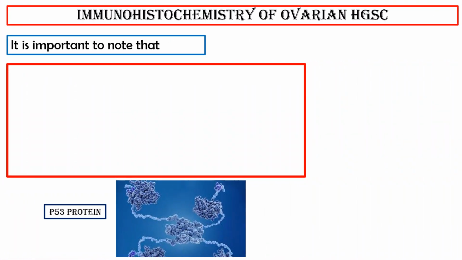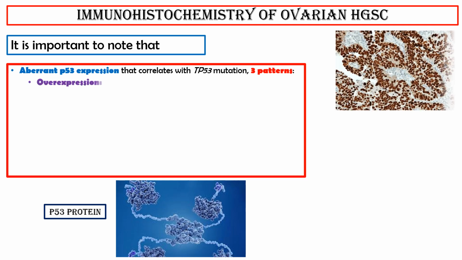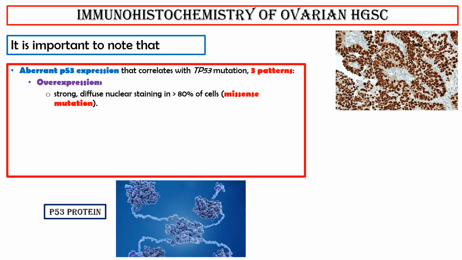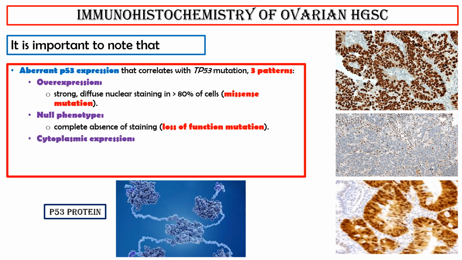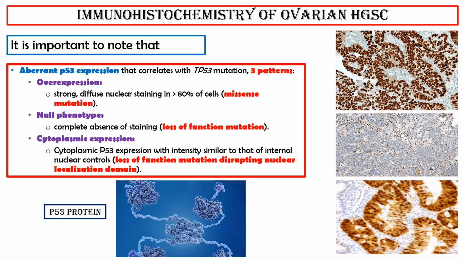It is important to note that abnormal P53 expression correlates with TP53 mutations. There are three patterns: overexpression, strong diffuse nuclear staining in more than 80% of cells, missense mutation; null phenotype, complete absence of staining, loss of function mutation; and cytoplasmic expression.